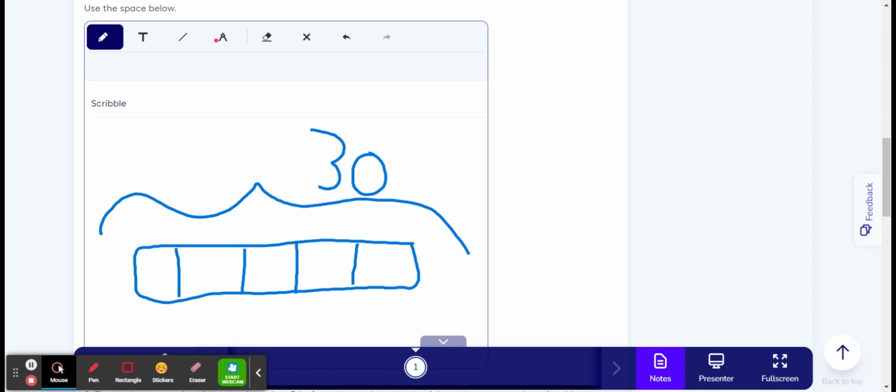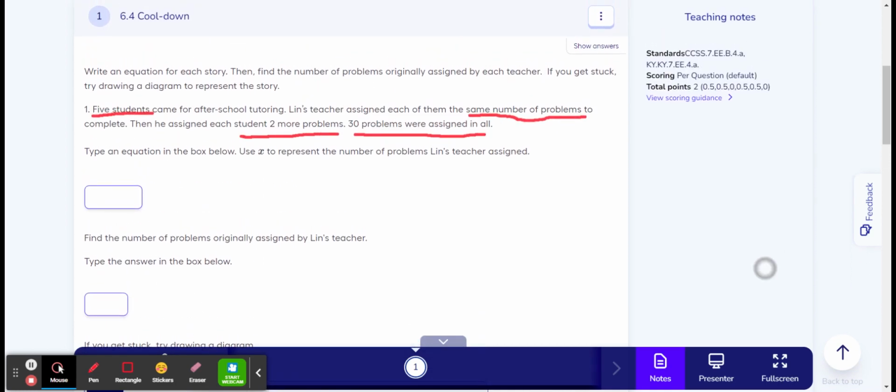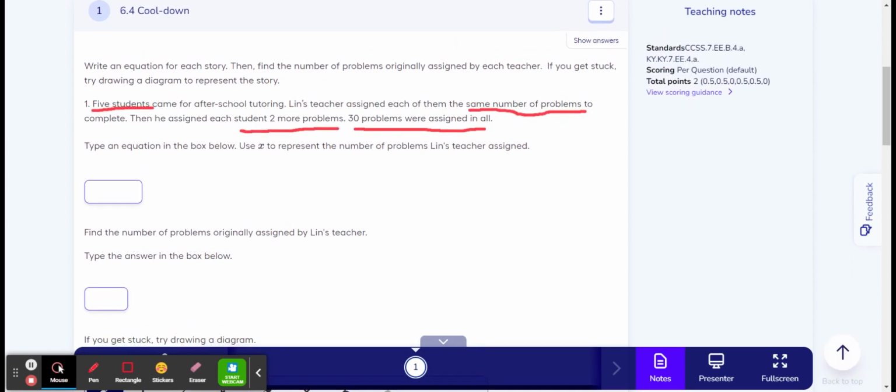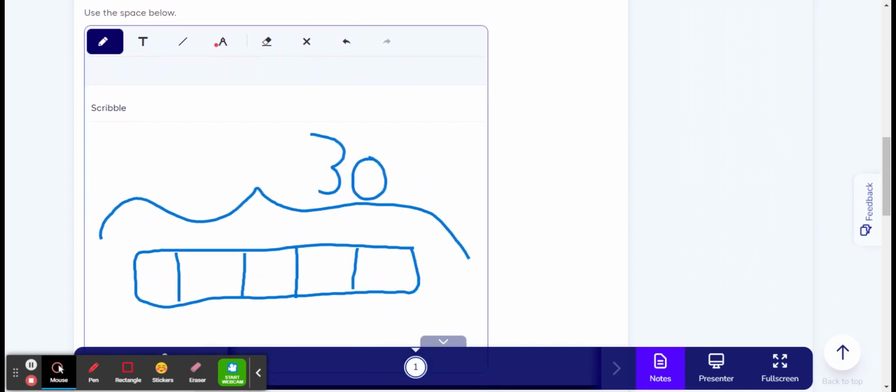Inside each box, let's scroll back up. In each box, they have the same number of problems. And it tells me that I'm using X to represent the number of problems. It tells us that. So in each box, I'm going to have an X, at least. X, X, X, X, X.